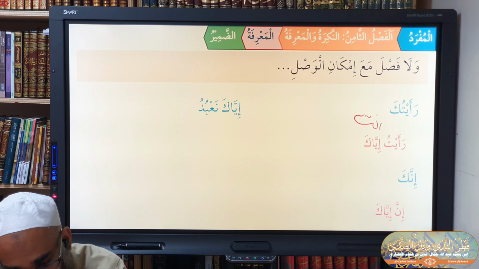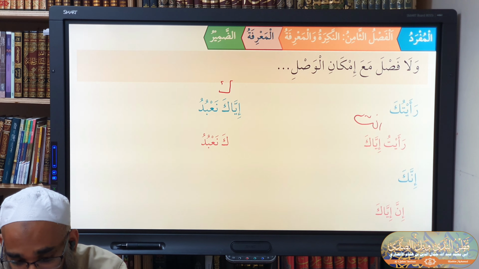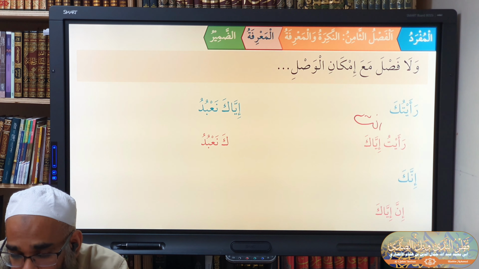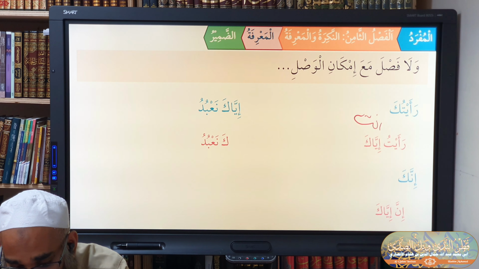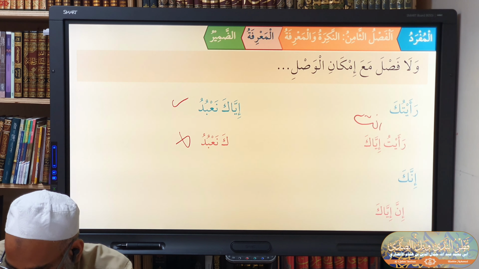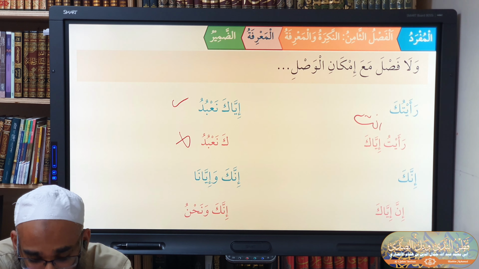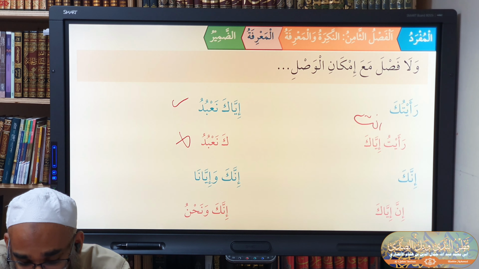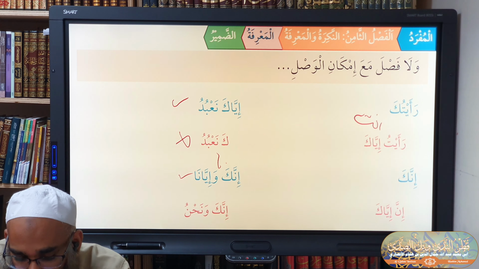Can we say ka na'budu, like this? Can we? Bring the kaf before the na'budu. Because remember, this kaf doesn't come on its own. So we can't say this, and we're allowed to use dhamir munfasil here. Innaka wa iyana. Can we say innaka wa innakana? No. So then we're allowed to use dhamir munfasil.